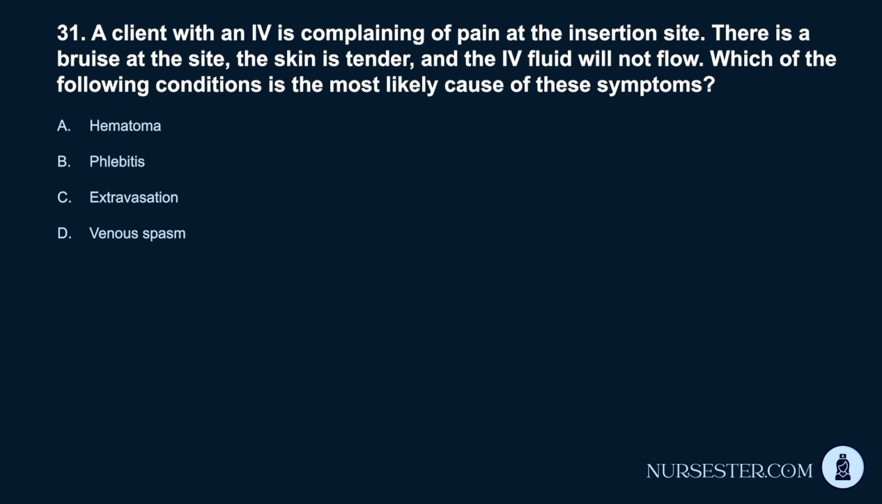31. A client with an IV is complaining of pain at the insertion site. There is a bruise at the site, the skin is tender, and the fluid will not flow. Which of the following conditions is the most likely cause of these symptoms? A. Hematoma. B. Phlebitis. C. Extravasation. D. Venous spasm. Correct answer, A.